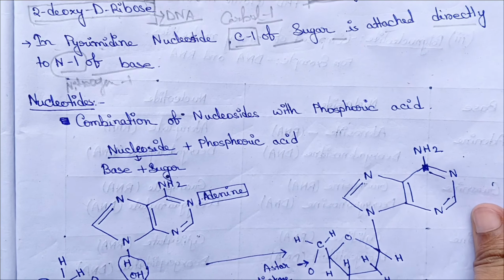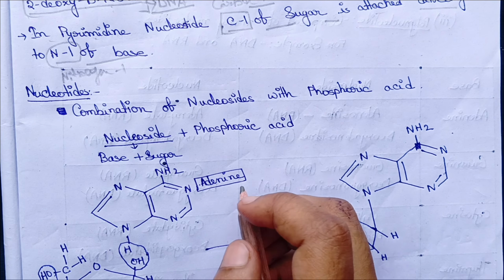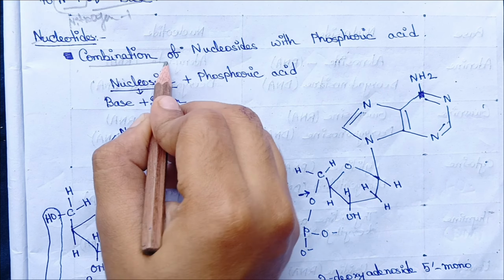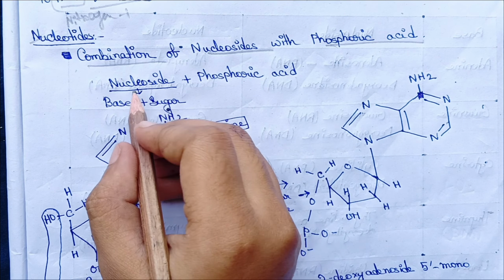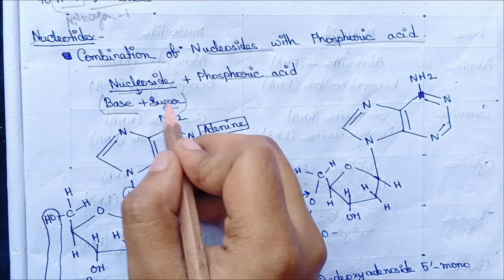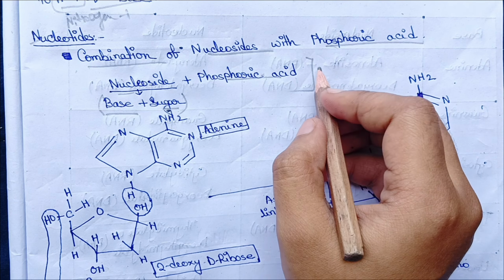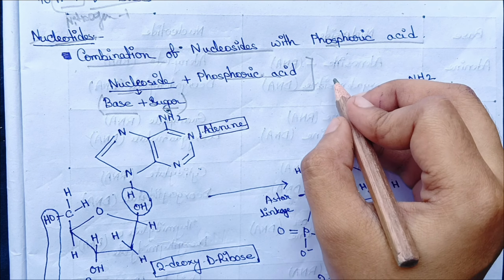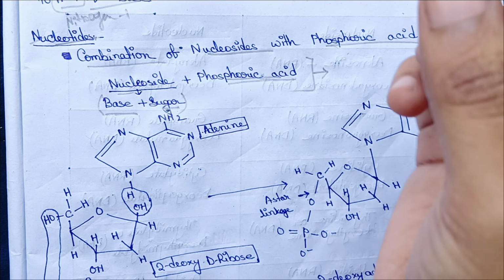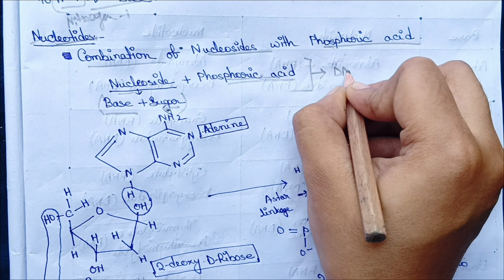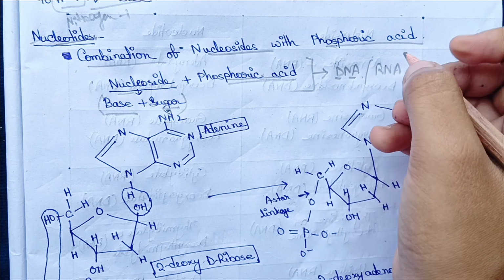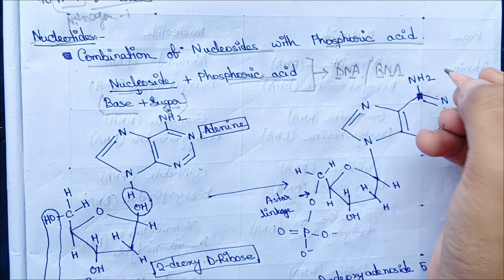Then the second and most important concept is nucleotide. What is a nucleotide? A nucleotide is a combination of nucleoside and phosphoric acid. So nucleoside and phosphoric acid. Nucleoside is base and sugar bound together. So when base, sugar and phosphoric acid are bound with each other, they form a nucleotide. This base, sugar and phosphoric acid are the precursor structure of DNA as well as RNA, deoxyribonucleic acid and ribonucleic acid.